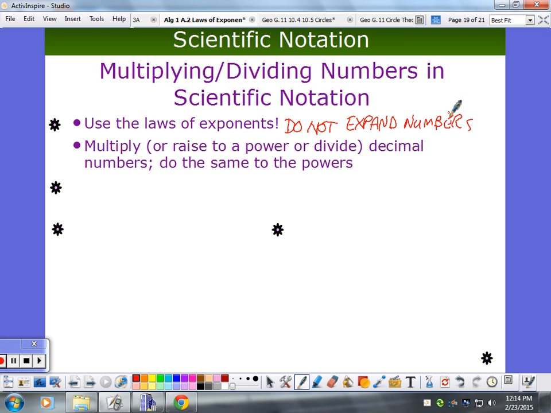Meaning, don't take a number in scientific notation and make it that 10,765,000. Don't make it that big number. Because the reason we're doing this in scientific notation is to make the multiplication easier. It's hard to multiply big numbers. So don't expand them. Everybody wrote that down? Now I want you to circle it. And then I want to see a bunch of exclamation points and stars. This is important, right?